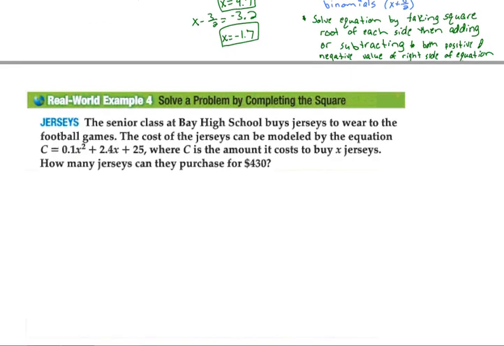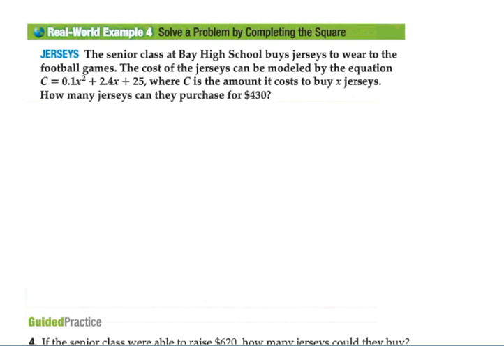All right, one more problem. Let's do this real world example. It says the senior class at Bay High School buys jerseys to wear to the football games. The cost of the jerseys can be modeled by this equation. Again, businesses put together these types of equations based off of many different factors. Okay, C is the amount it costs to buy x amount of jerseys.